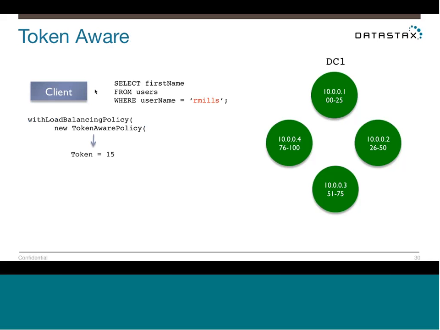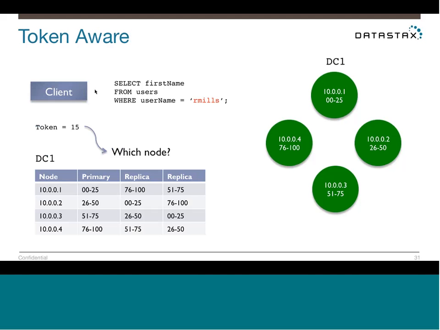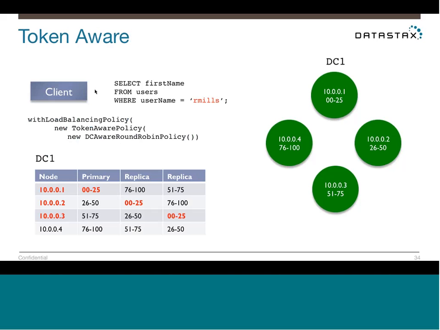Since our load balancing policy is token aware, we will now use the token produced by hashing the primary key. Using the token 15, we will then look for the corresponding nodes. The token 15 matches on ranges held by 3 nodes. Those 3 nodes will now be addressed when looking for token 15. We also added a data center aware round-robin policy. This means we will first look at only the replicas in the local data center, which is DC1 annotated here.